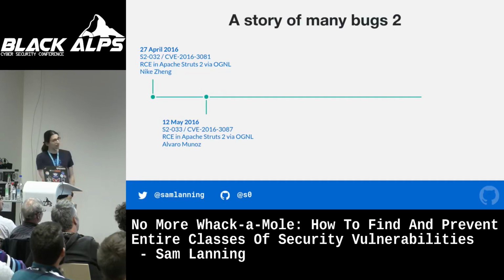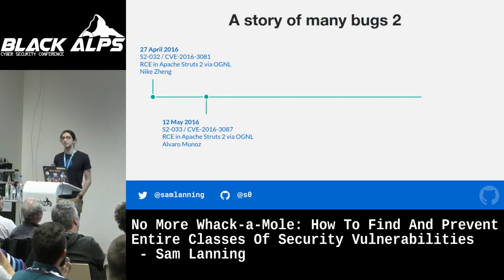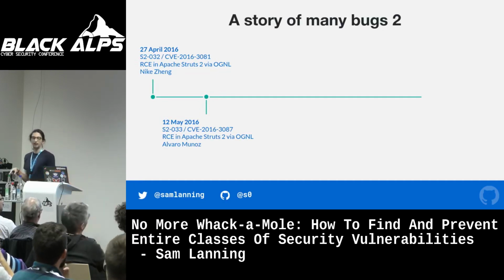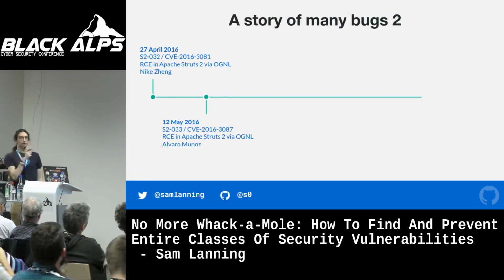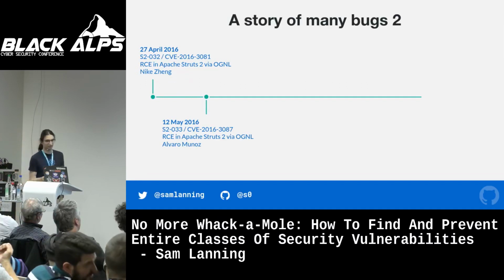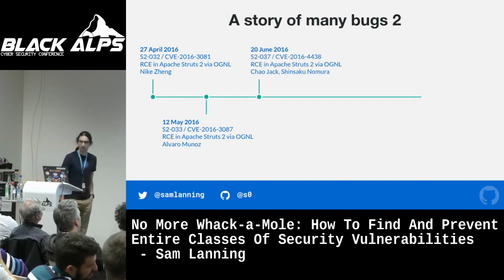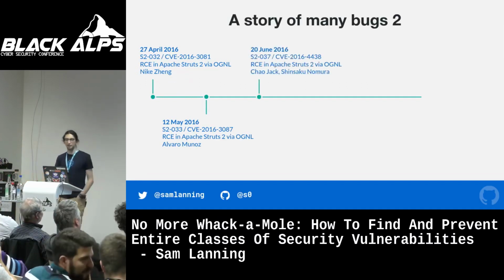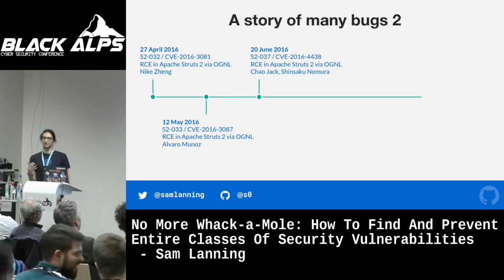Then on the 12th of May of 2016, someone discovered a different vulnerability where user data was flowing from an HTTP request to an OGNL string and allowed remote code execution. So they patched it and they fixed it. On the 20th of June 2016, another remote code execution interpreting user data as an OGNL string.